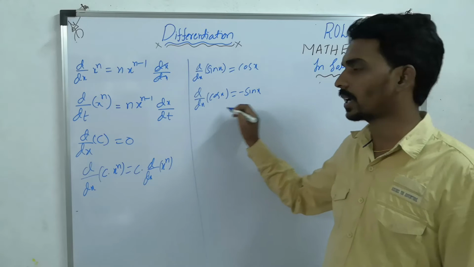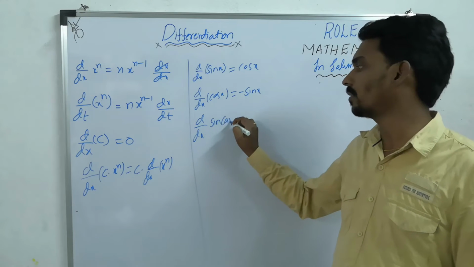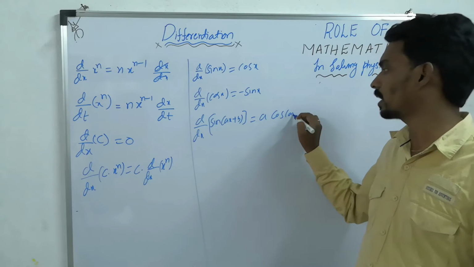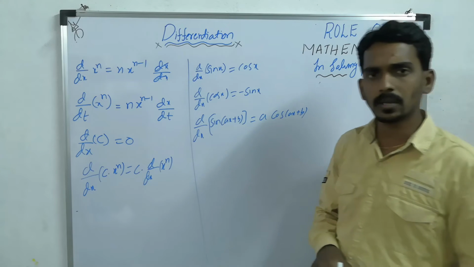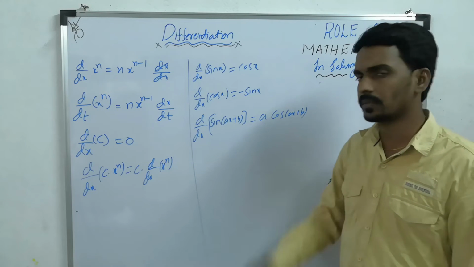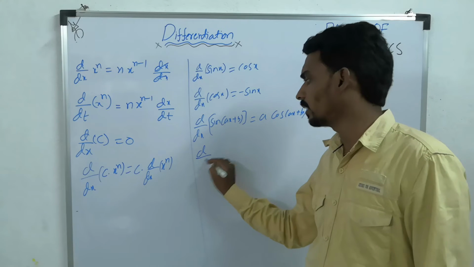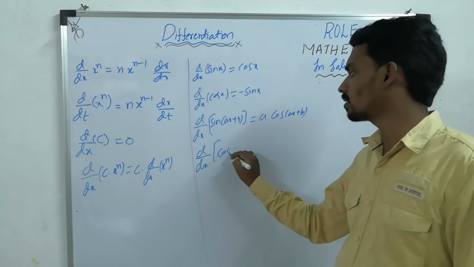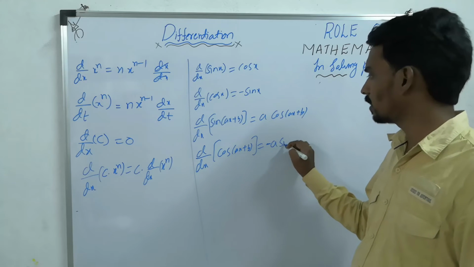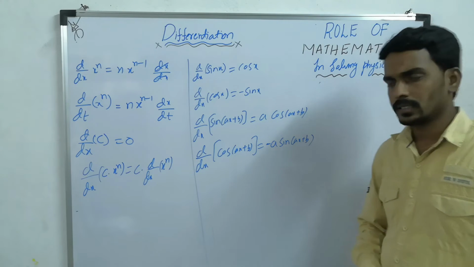So integration of sin is minus cos x, and d by dx of sin of ax plus b will become a times cos of ax plus b. In the integration part we have seen that the x coefficient becomes a divider, here the x coefficient becomes a multiplier, and d by dx of cos of ax plus b will become minus a sin of ax plus b.